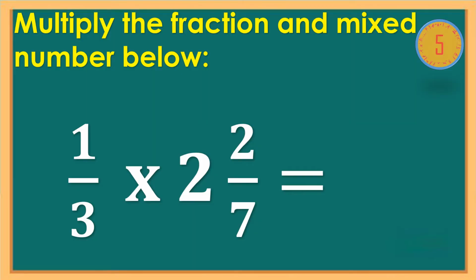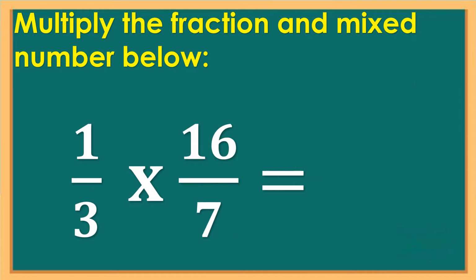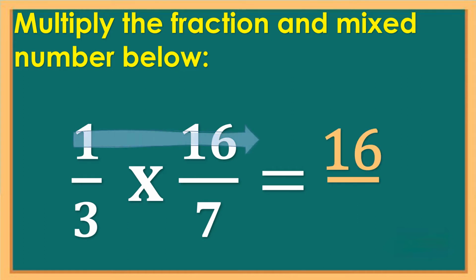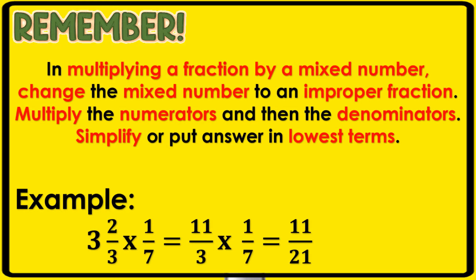Multiply the fraction and mixed number below. 1/3 times 2 and 2/7 equals 16 over 21. Remember, in multiplying a fraction by a mixed number, change the mixed number to an improper fraction. Multiply the numerators and then the denominators. Simplify or put answers in lowest terms.